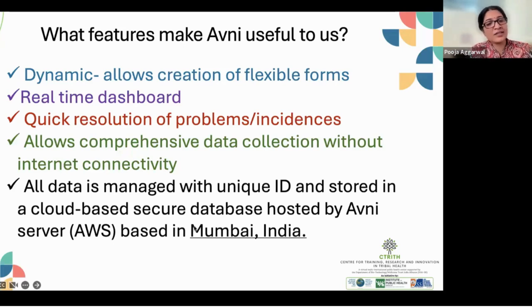Last but not least, for us, patient confidentiality is very, very important since we deal with sensitive data. In the Avni platform, the data can be managed using a unique ID in a de-identified way, and it's stored in a cloud-based secure database hosted by the Avni server in Mumbai, India, which I understand. This is very important because according to the Data Protection Act 2023, the patient data cannot be stored outside India. So that was a requirement which Avni fulfills.